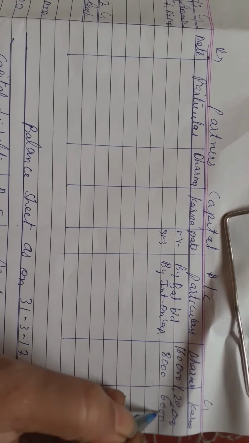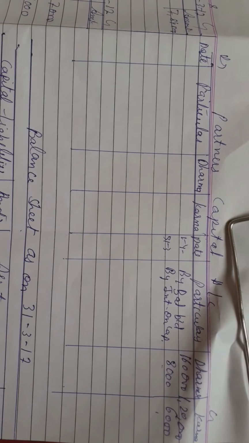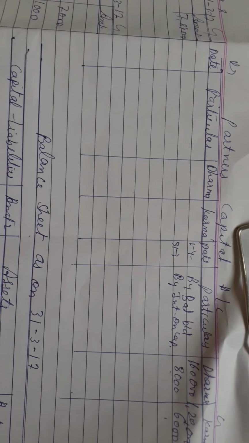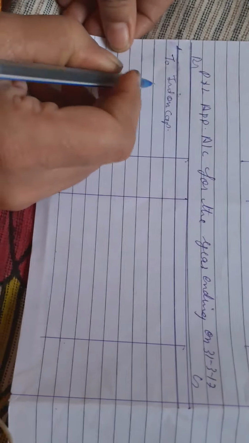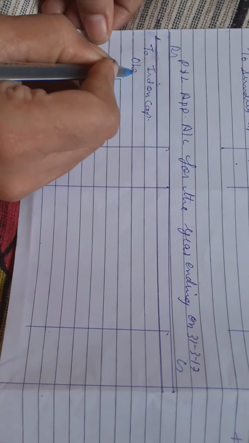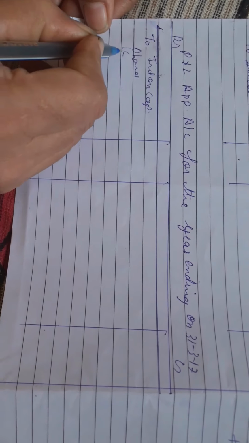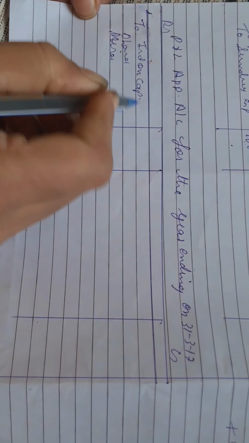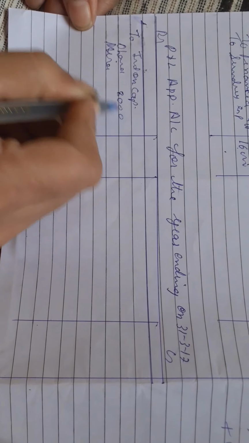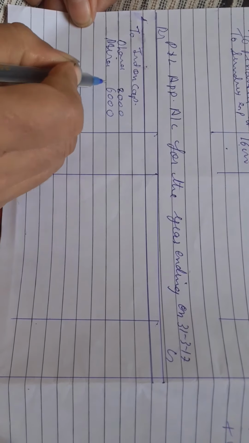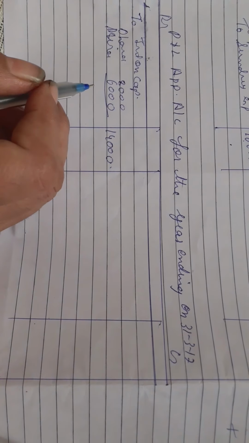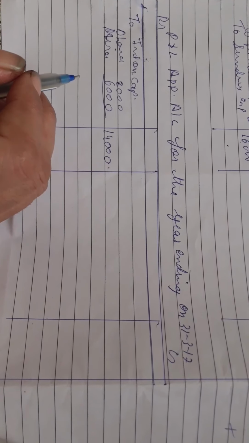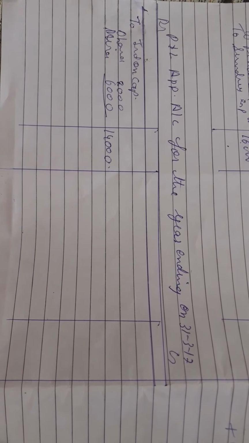Now you have to give the second effect of these two. So you are going to write in the P&L appropriation, to interest on capital, both the partners, Dhara and Meera. So here it is 8,000 and here it is 6,000. You are going to add and you are going to write in the outer column. Clear?